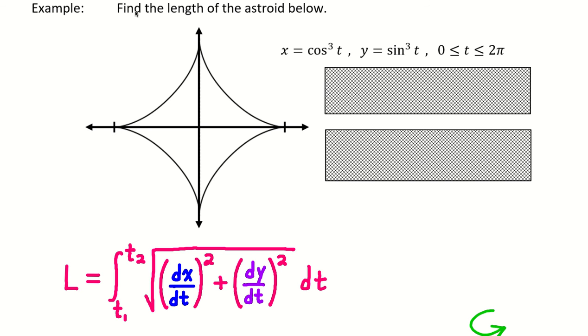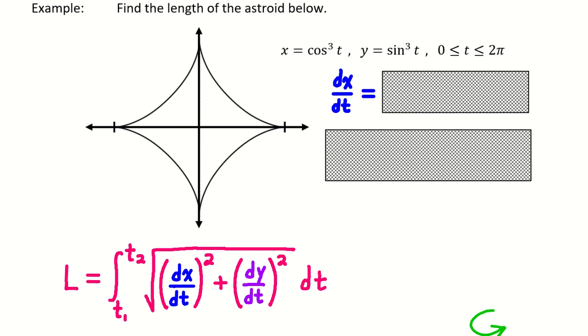So here we go. Find the length of the asteroid. Ooh, fancy math term. Below, here are our parametric equations. Here are our T1 and T2 values, basically our interval, to find our arc length. Here's our formula. So here we're going to be doing dx dt. What's dx dt, people? The derivative of x with respect to t.